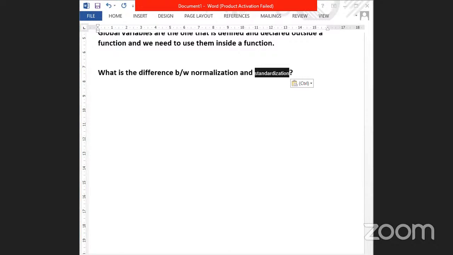Normalization, this is so important: when we have outliers in our data set, we should always use standardization. Okay. And for normalization, let me tell you first what normalization means. It is also known as min-max scaling: x minus minimum of x, divided by the range.